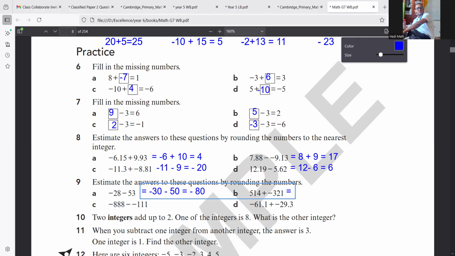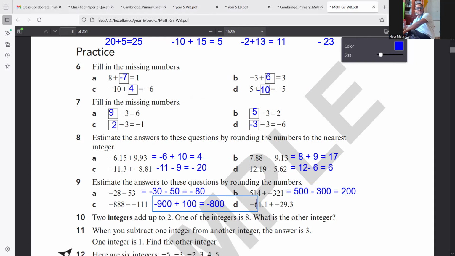Number B, with the same understanding. The first one is 514. Round to only one significant figure, which is going to be what? 500. Plus minus is going to be one sign, which is minus. This will be 300. And the answer is equal to 200. Let's go to the one after with the same understanding. This number will be negative 900. Minus minus makes it plus 100. And that equals, the greater one is negative, so put the negative, and then find the difference, which equals 800.